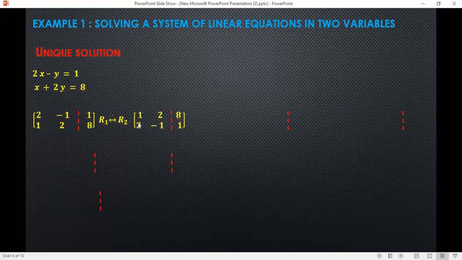Then after that, I'm going to make this element 0. So I'm going to multiply the first row by 2 and take away the second row from it. As you see here, 2 times the first row minus the second row, R1 minus R2. Then the first row is still the same, and the second row becomes 2 times 1, 2 minus 2 is 0, 2 times 2, 4 minus -1, 5, 2 times 8, 16 minus 1 equals 15.